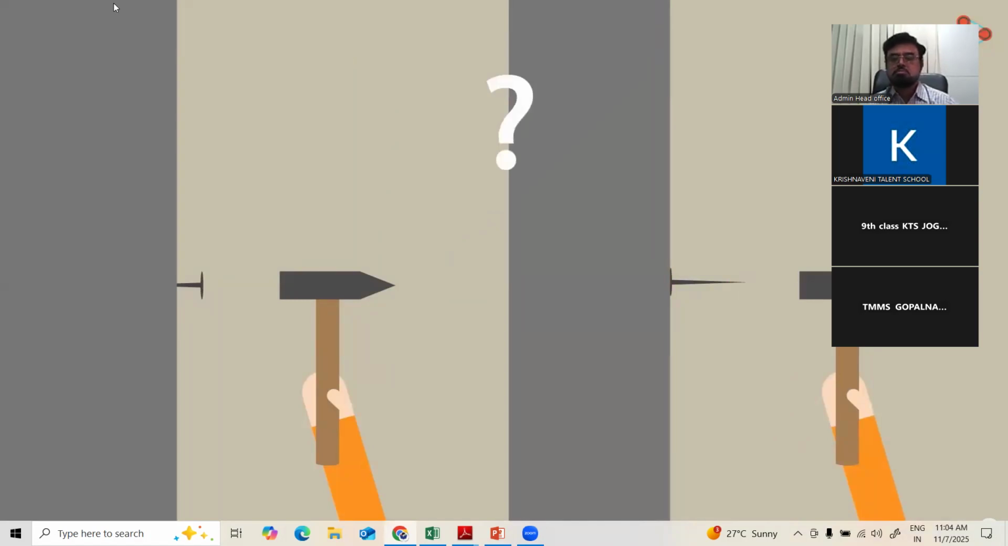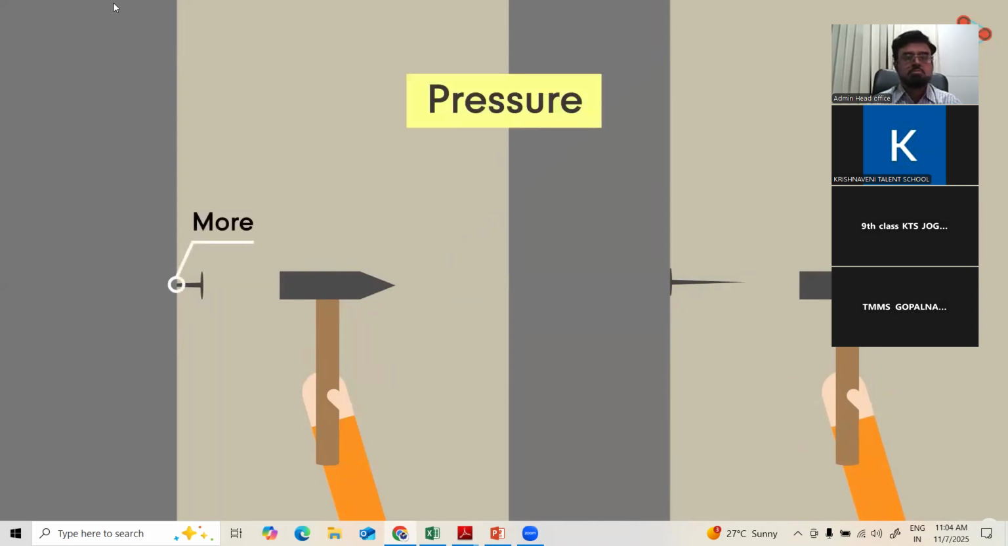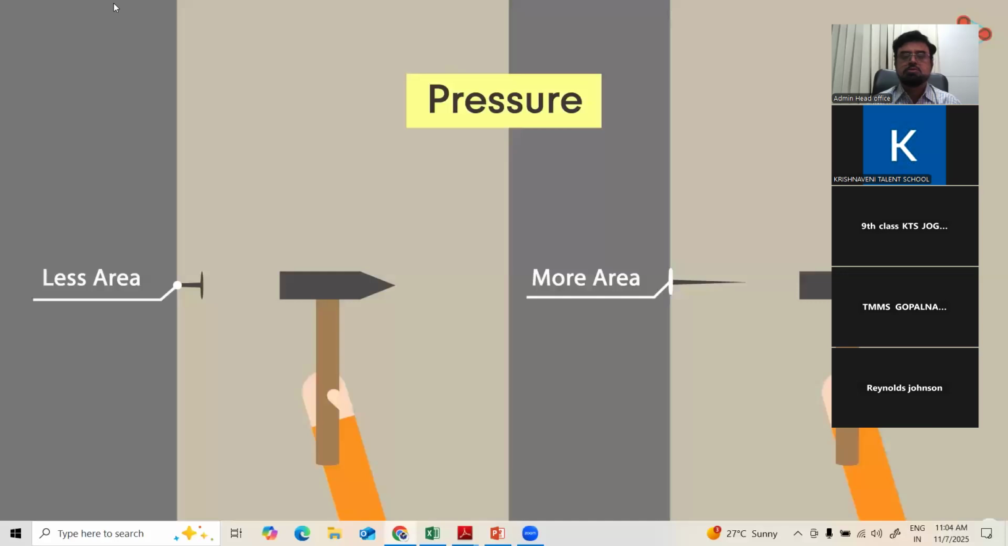The reason is that the pressure applied by the tip of the nail on the wall is more than the pressure applied by the nail's flat surface. But the question is why? First, notice that the area of the tip of the nail is very less as compared to the area of its flat surface. This tells us that the area of the surface on which the force is applied matters. We will understand this in detail, but first let us define pressure.